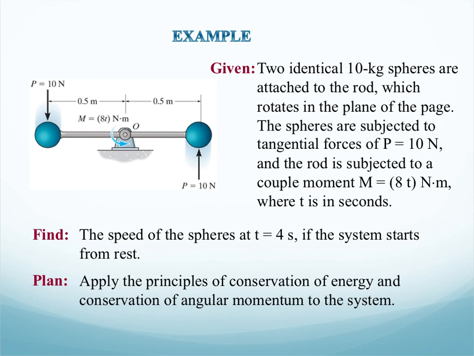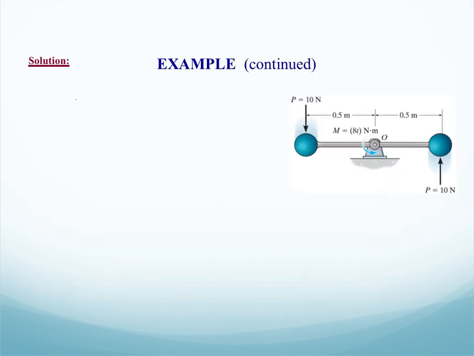So let's look at an example of a problem where we could use the angular impulse angular momentum relationship. We have two spheres on a rod and they're able to rotate in the plane of the page. There are two forces of 10 newtons acting on the masses, and then there's also a couple moment that depends on time. If everything starts from rest, we want to know the speed of the spheres after 4 seconds. So we're going to look at the impulse momentum relationship.